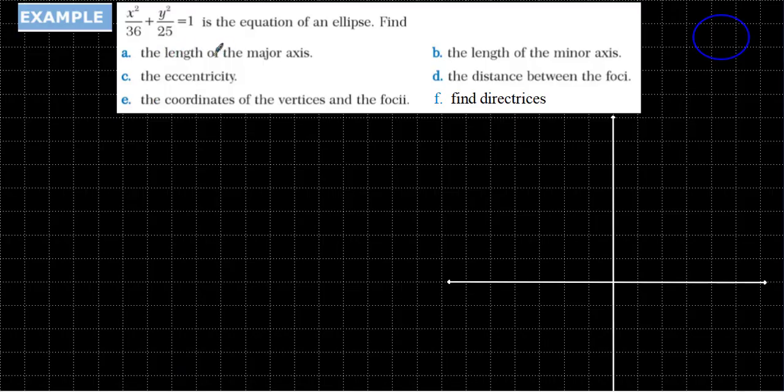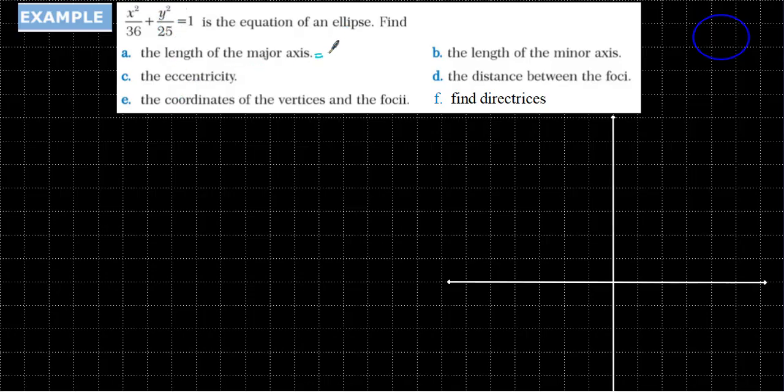x squared over 36 plus y squared over 25 is the equation of the ellipse, and it is asking for these values: the length of the major axis, the length of the minor axis, the eccentricity, and the distance between the foci. Here it seems that a is the longest value because the square root of it is 6, and the square root of the other is 5. So this is the longer one. That's why the x-axis is the major axis, and the y-axis is the minor axis.